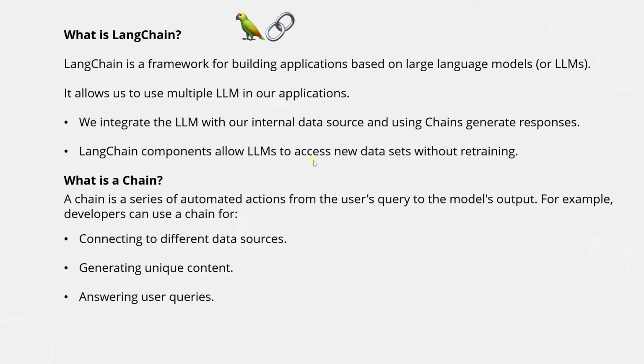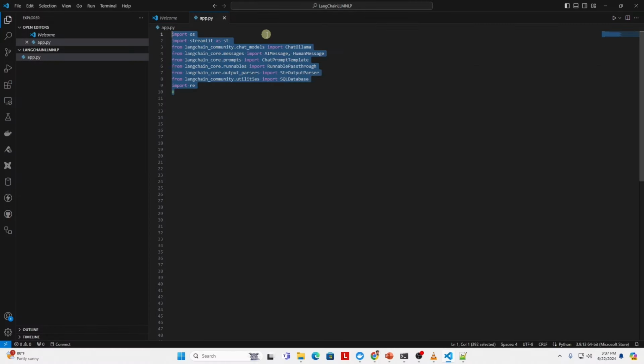We integrate the LLM with our internal data source and using chains, generate responses. A chain is a series of automated actions from user's query to the model's output. For example, developer can use a chain to connect to different data sources, generate unique content, and answer user's queries. We'll use the LangChain package to create both chains.